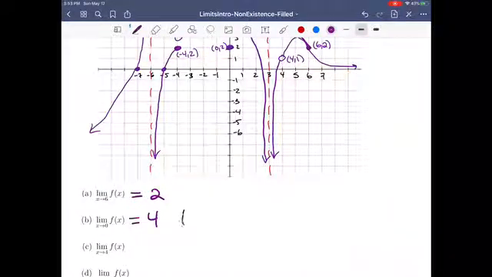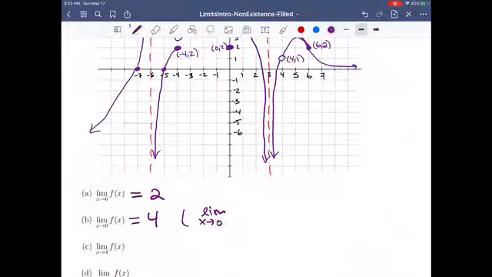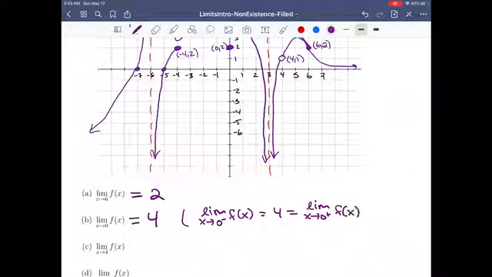Okay, so you could also write the limit as x goes to 0 from the left of f of x is 4, which is also the limit as we go from the right. Okay, and f of 0 equals 2 doesn't matter, because we want near the limit.